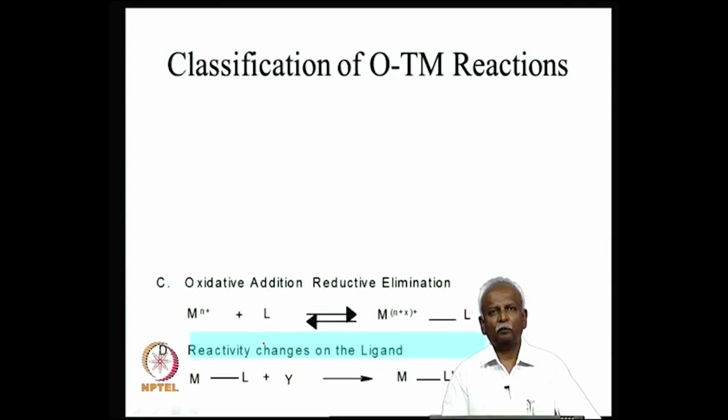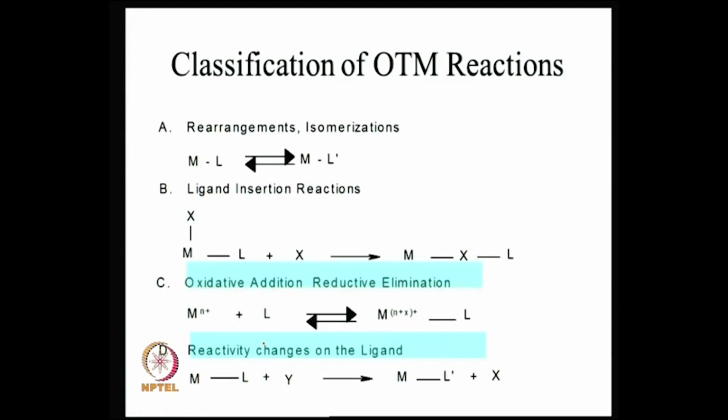So, transition metal organometallic compounds have this capability of carrying out oxidative addition and reductive elimination, because transition metals have got the capability of changing the oxidation state. Main group elements are very often species which will not change the oxidation state. So, if you look at all the reactions together, transition metal chemistry comprises these 4 major groups, and of these, the last 2, which are oxidative addition and reductive elimination, and reactivity changes on the ligand, are mostly restricted to transition metal chemistry.